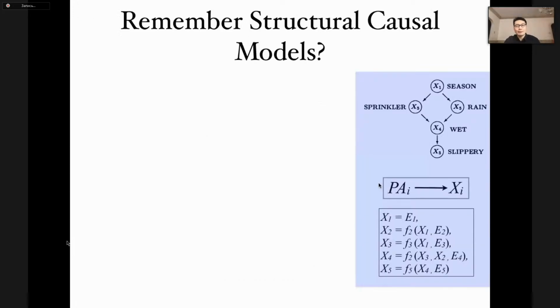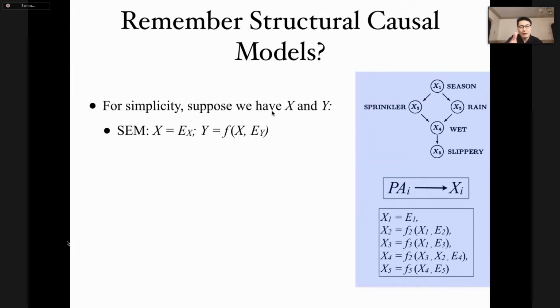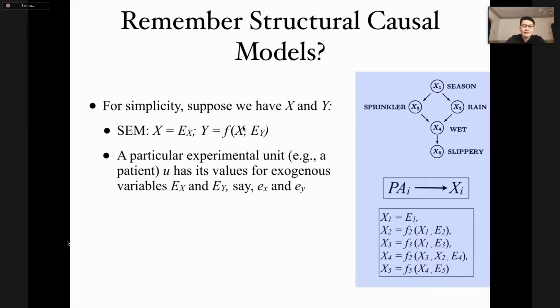Okay. Remember structural equation models. So here for simplicity, now I'm going to define the potential outcome and counterfactual variable. For simplicity, suppose we have only two variables, X and Y. And right here, you can see the structural equation models. X is determined by something that is not in the system, and Y is determined by X and some noise, right? X causes Y. And we also have U. U is a particular experimental unit, say a person. And then for each unit, we have the values for E_X and E_Y, say small e_x and small e_y.